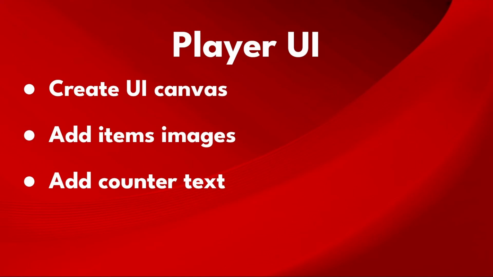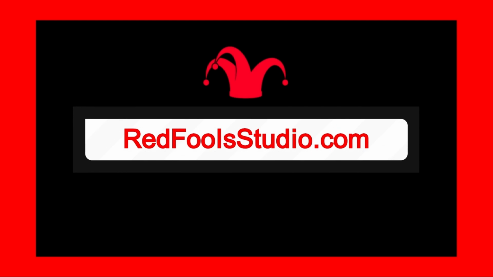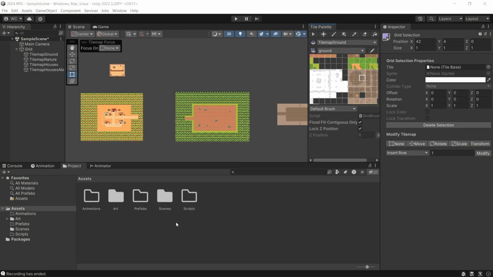All right, so in this section, we're going to go ahead and add all the player UI. So we're going to start off creating the UI canvas, then we're going to go ahead and add the item images, then we're going to add some text counters for it as well. Let's go ahead and jump right in. All right, let's go ahead and get started. But before we do, let's go ahead and get all the art we're going to be using.